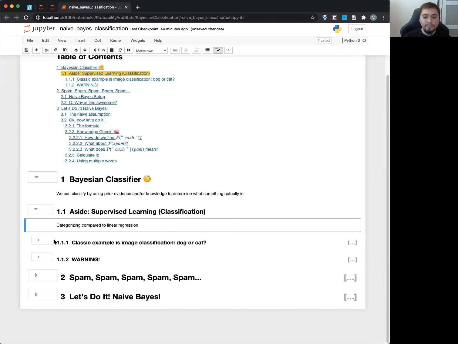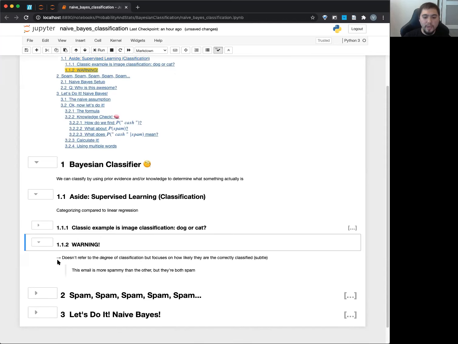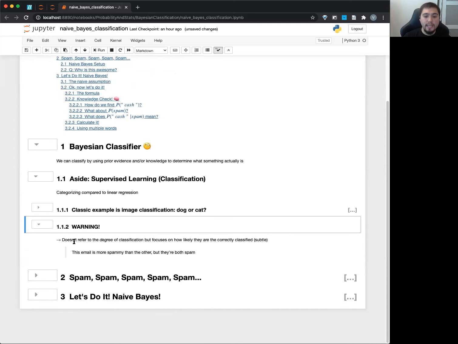Okay, so we'll just skip over this. But one thing to note is that when we do classification, it doesn't necessarily refer to the degree of certainty that our classification is correct, just that they are classified as this. There are some algorithms and ways you can tease out information like feature importance, that can tell you how certain you are about this classification, but classification by itself doesn't rely on that necessarily. Just keep that in mind.